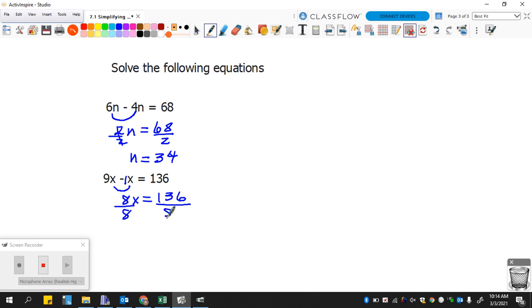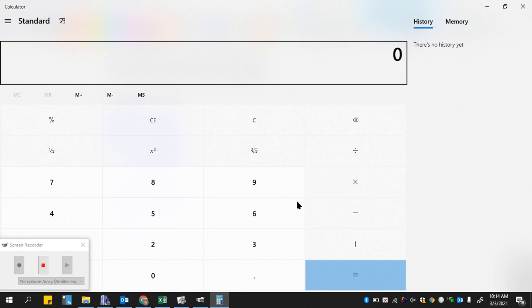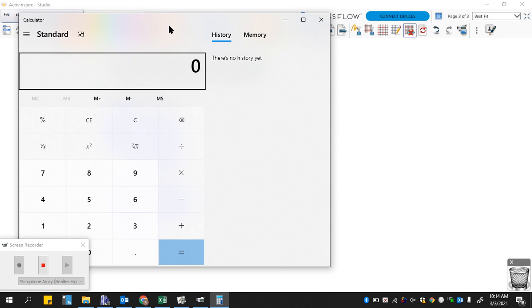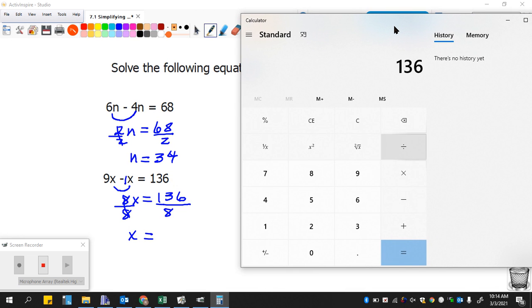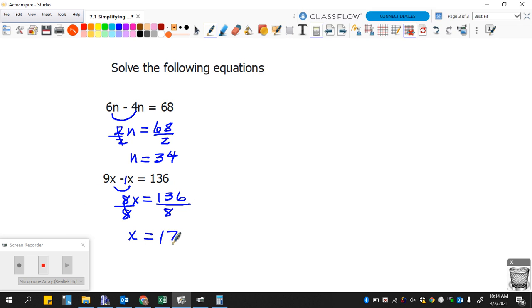All right? And if we take 136, let me get the calculator. 136 divided by 8, we end up with 17. All right, so x is equal to 17.